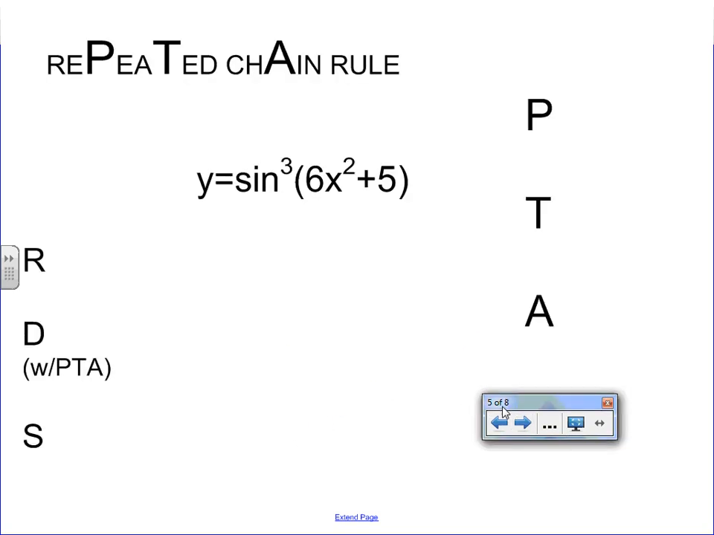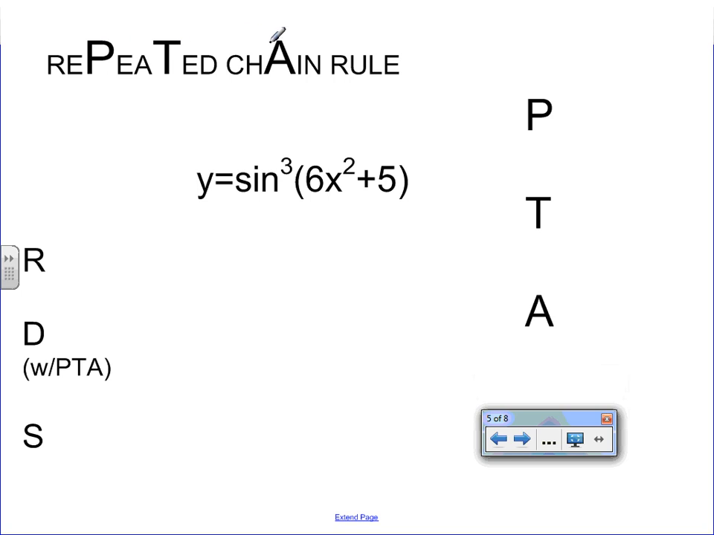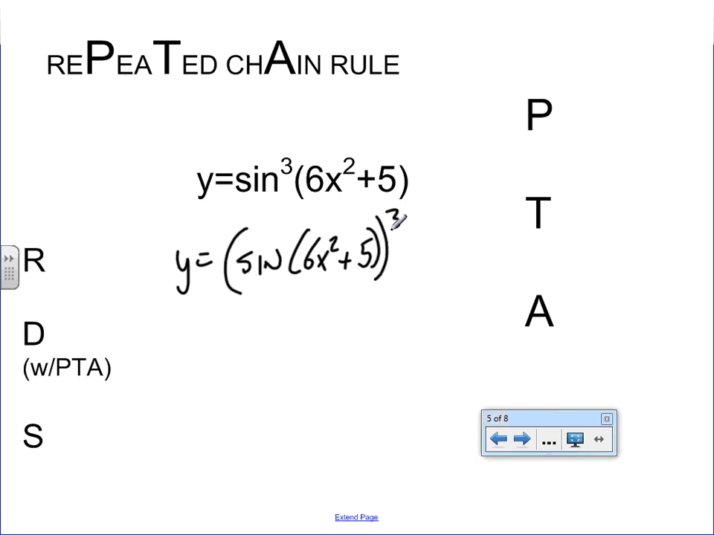Now, there's this thing called the repeated chain rule. We're going to deal with something that looks like this. We're going to rewrite, differentiate, simplify. First we're going to rewrite. The sine cubed of something is like the sine of something, quantity cubed. That's my rewrite. The reason we usually put this cube there is so that it doesn't get confused and change the argument.